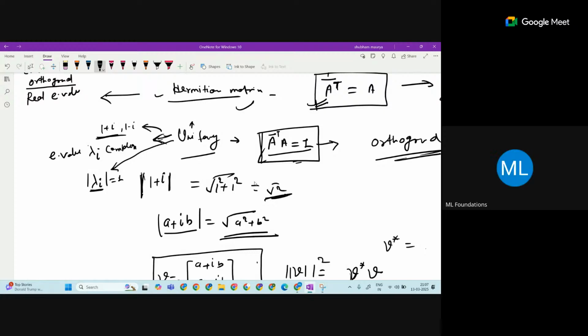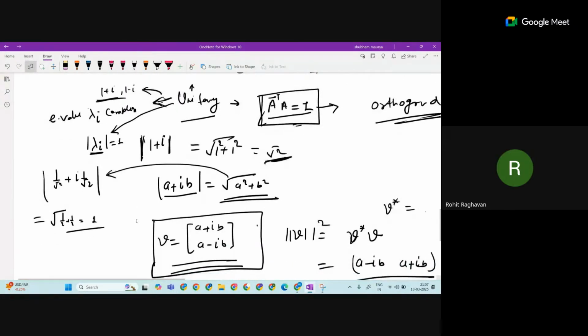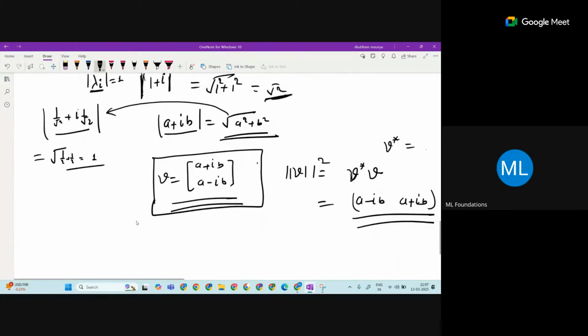See, if you calculate the absolute value of 1 upon root 2 plus I 1 upon root 2, this is going to be 1 by 2 plus 1 by 2, which is 1. Correct? So this is 1, right? Sorry, this is one complex number.